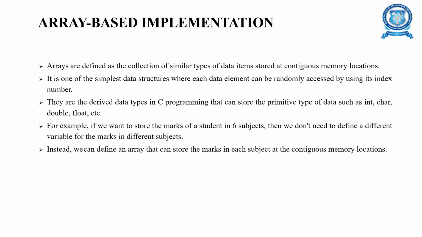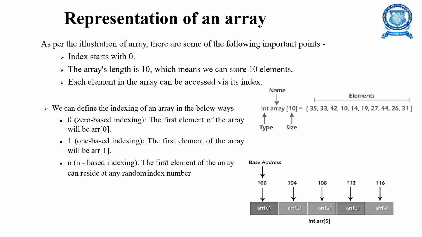If you want to store the marks of students in 6 subjects, we don't need to define a different variable for marks in each subject. Instead we can define an array of a given size so that we can store the marks of each subject in contiguous memory locations. Here is a representation of an array. We can see the index starts with 0 and the array length is 10, which means we can store 10 elements.